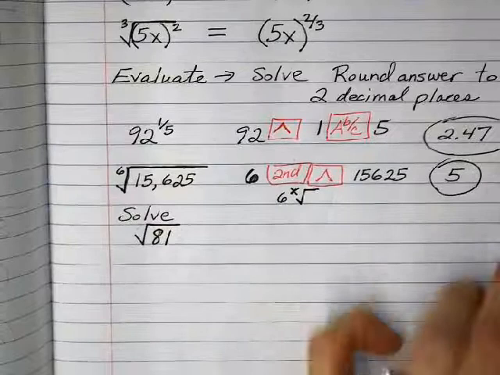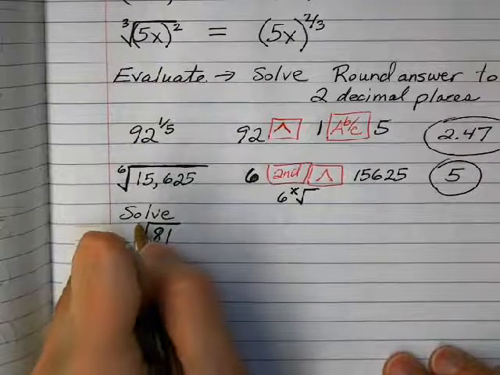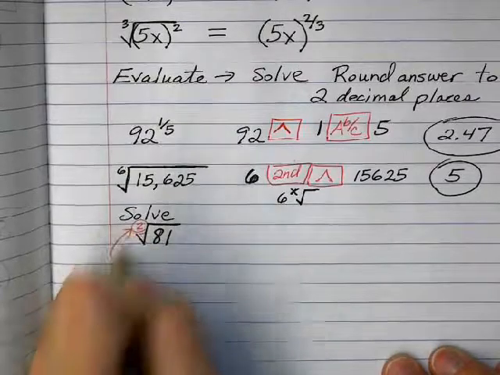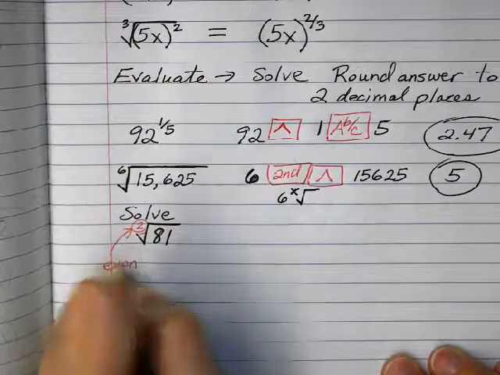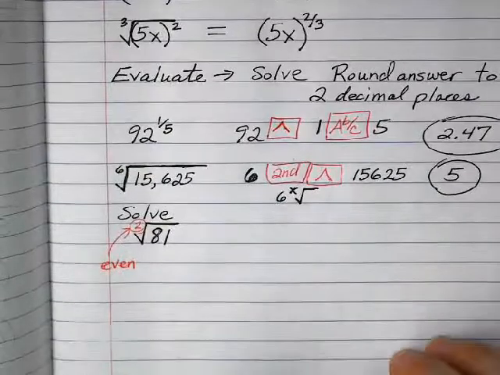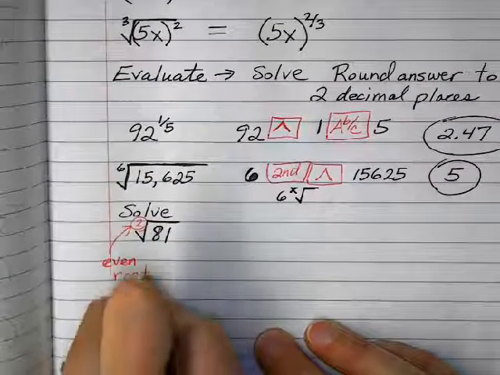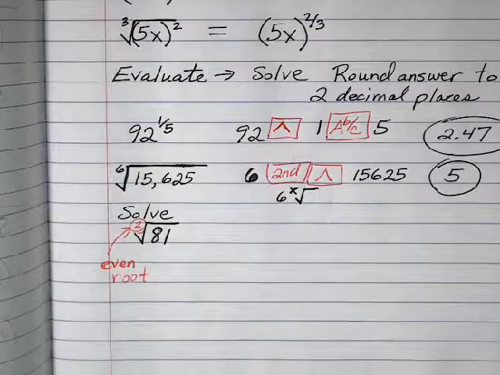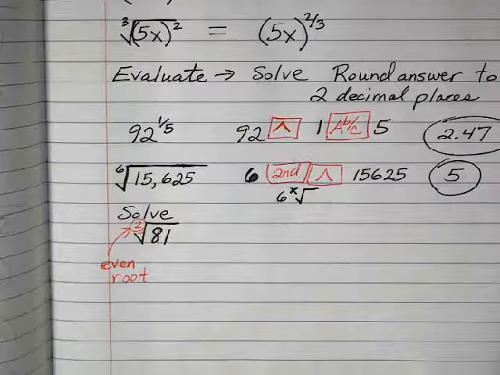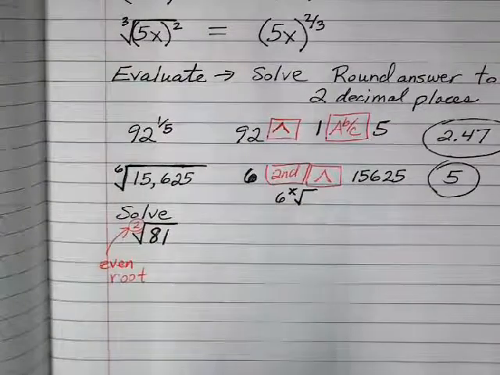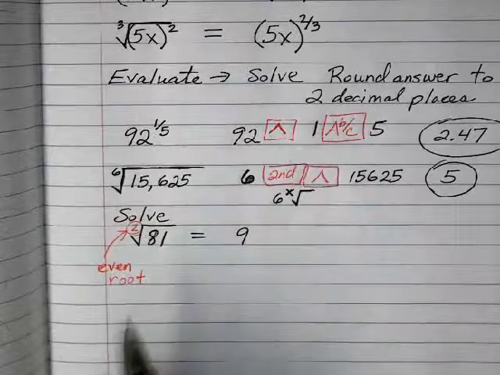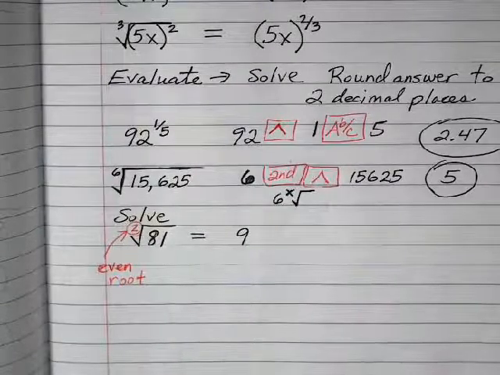If you have an even number here, a square root, that's an even power, an even number. That's an even root. We've talked about this before, but it comes up again in this lesson. So what's the square root of 81? Most of you guys know. That's 9. So doesn't that mean 9 times 9 makes 81?